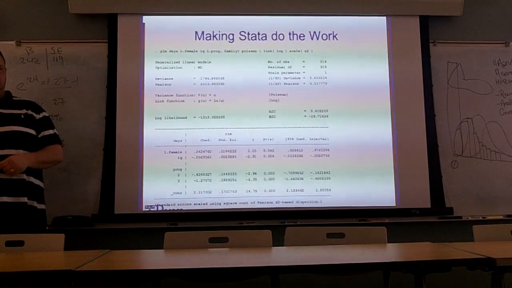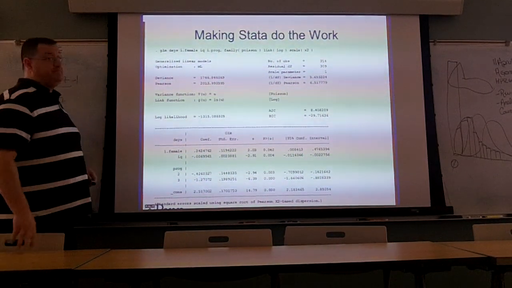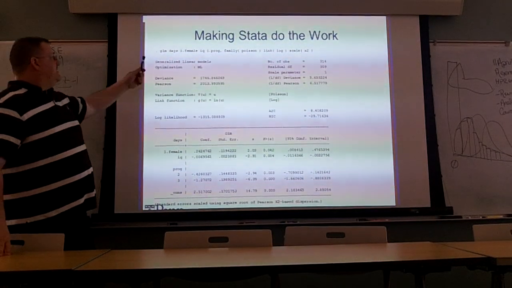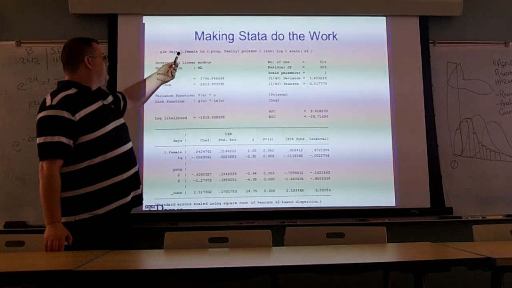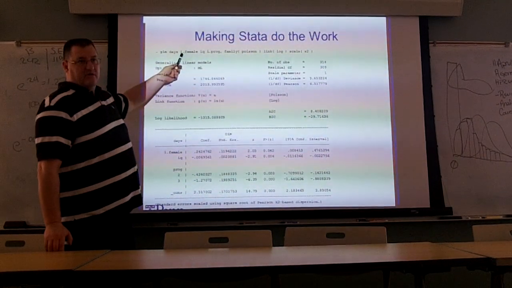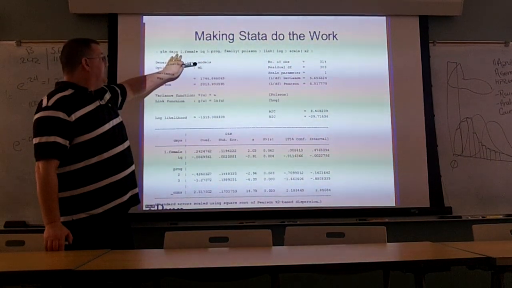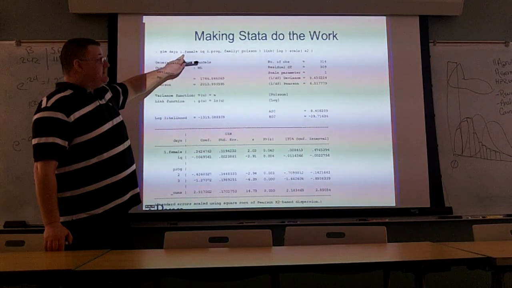So can you go through the code? Yep. Here's the model. GLM, generalized linear model, here's my outcome, and i.female is the code where the i. tells Stata that this is a factor.